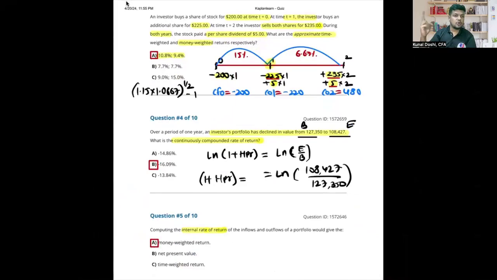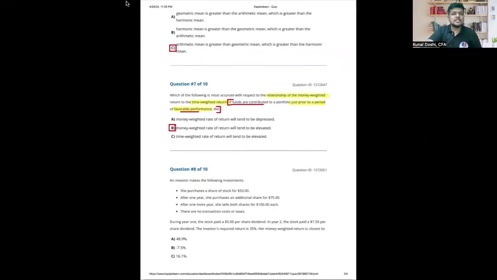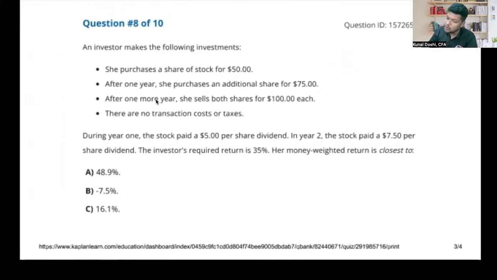How was it? For MWRR and TWRR, we need to know the concept, the calculation, the technique, and get our answer correct. All three check boxes we need to click. Clear? So number one thing: who gets affected by the cash flow decision? Money weighted. And if you are putting in more money just before the bad period, then money weighted will always be lower than time weighted. Clear? Understood? Okay, let's do the next question and let me see how you apply it.